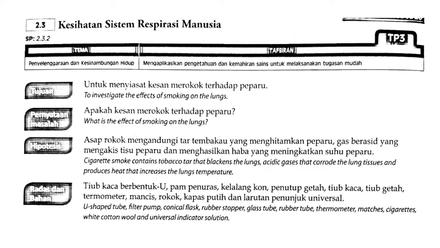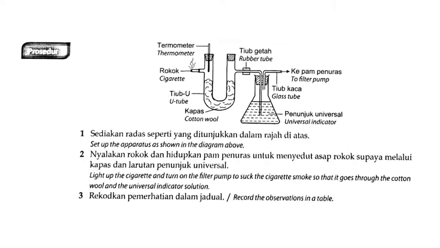Apparatus: U-shaped tube, filter pump, conical flask, rubber stopper, glass tube, rubber tube, thermometer, matches, cigarettes, white cotton wool and universal indicator solution. Procedure: set up the apparatus as shown in the diagram above. Light up the cigarette and turn on the filter pump to suck the cigarette smoke, so that it goes through the cotton wool and the universal indicator solution.